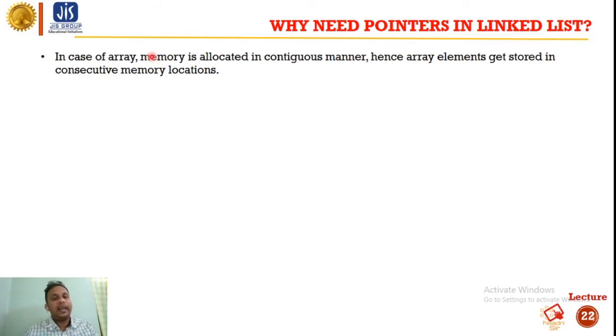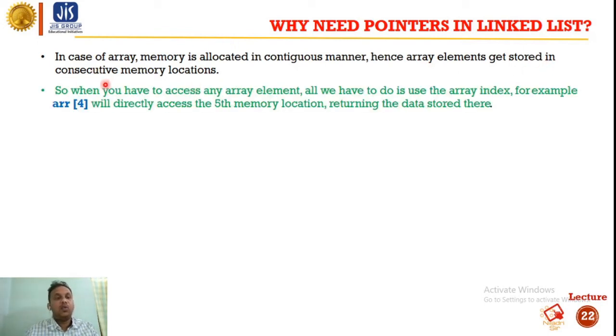Basically, in case of an array, memory is allocated in a contiguous manner. Hence array elements get stored in consecutive memory locations. So when we have to access an array element, all we have to do is use the array index. For example, ARR[4] will directly access the fifth memory location, returning the data stored there.